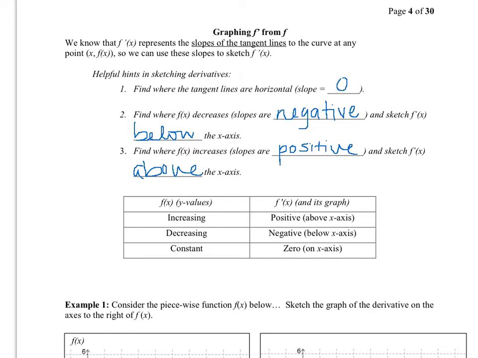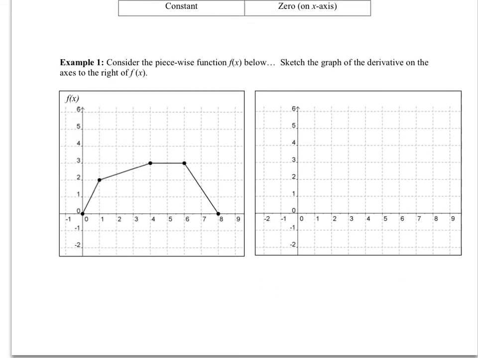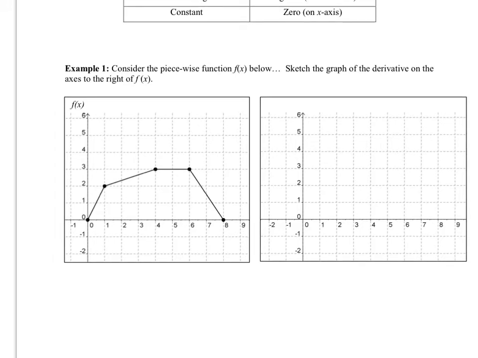So let's go ahead and take a look at a piecewise function, and we're going to sketch the graph of the derivative on the axis to the right. So the first thing I'm going to have you do is get in the habit of labeling your axes. This would become f prime of x because my given function was called f of x. And if I label the x-axes a little bit, those would be x and x.